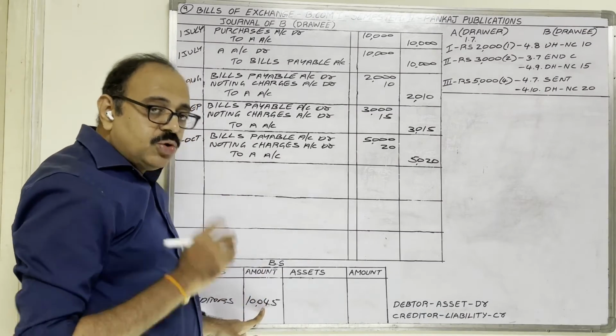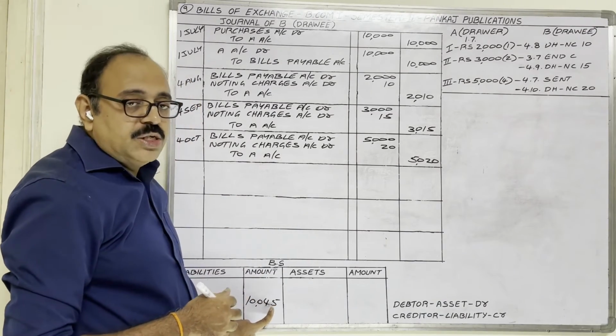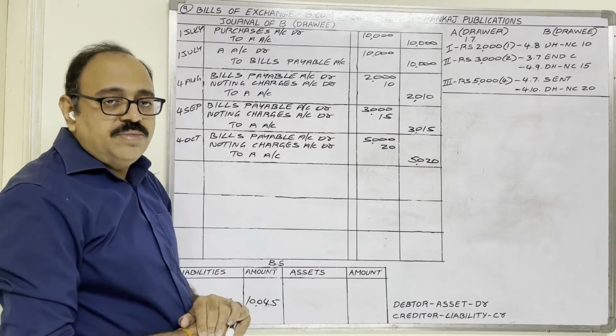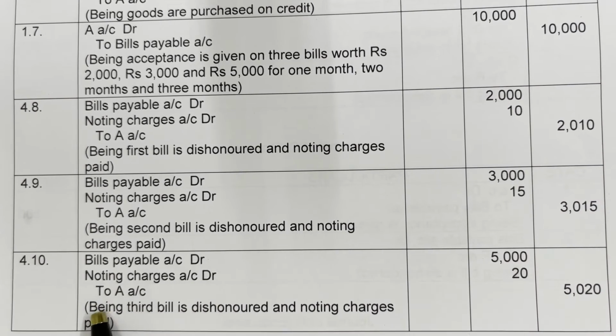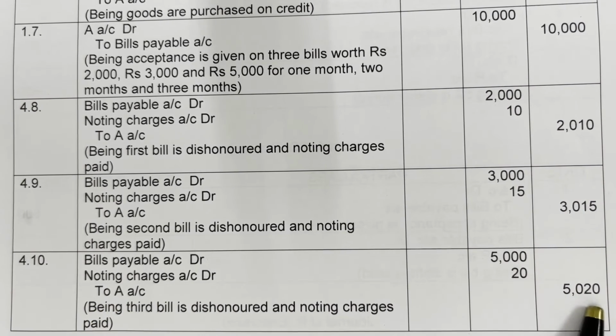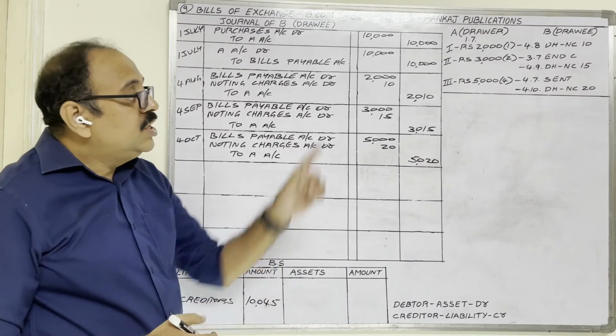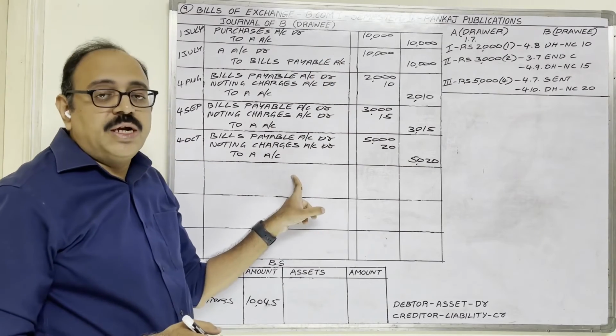10,000, 3 bills total, 45 rupees. 3 noting charges total. 4th October, bills payable account debtor 5,000, noting charges account debtor 20 rupees, to A account 5,020 rupees. Same narration. Being third bill is dishonored and noting charges paid. With this, B's journal is also completed.